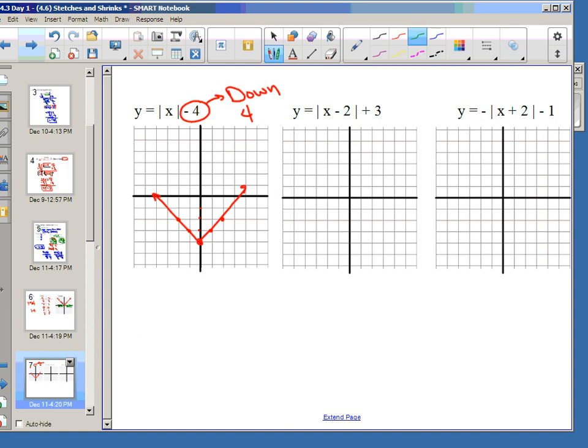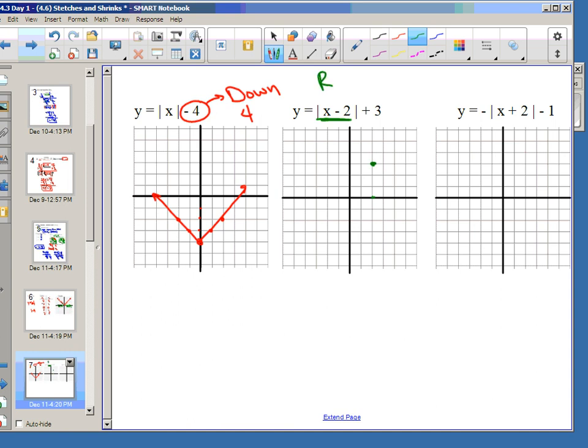Our next one, and you can pause the video at any time if you want to try these on your own. But our next one, in the absolute value, it says x minus 2. So remember, if we're inside of our function, it's going to be translation to the left or to the right, and it's always the opposite sign. So x minus 2 means we move to the right 2, and then plus 3 is up 3.